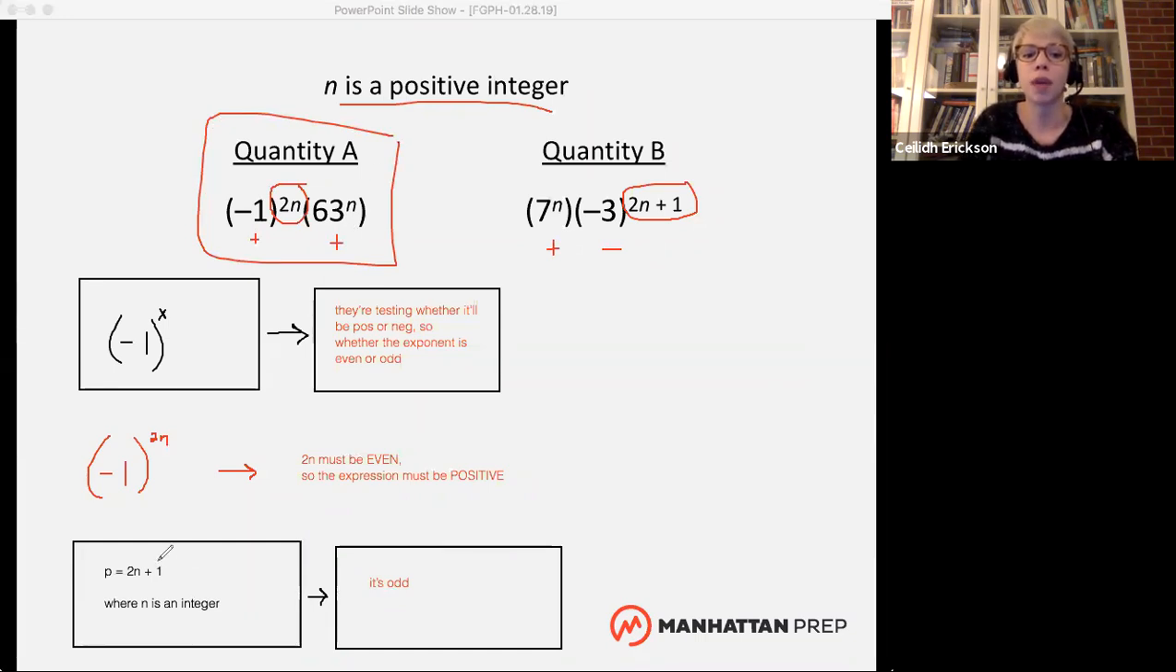So I want you guys to pay attention to +1s. They're often signals that we're dealing with even-odd rules. You might see, like, k equals 4x minus 1 or something like that. That would also be code for odd. They'd have to specify that x was an integer, but they would.